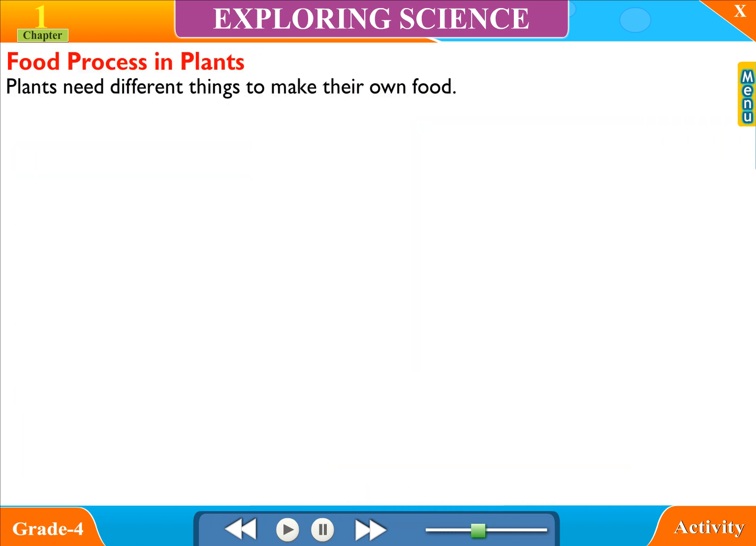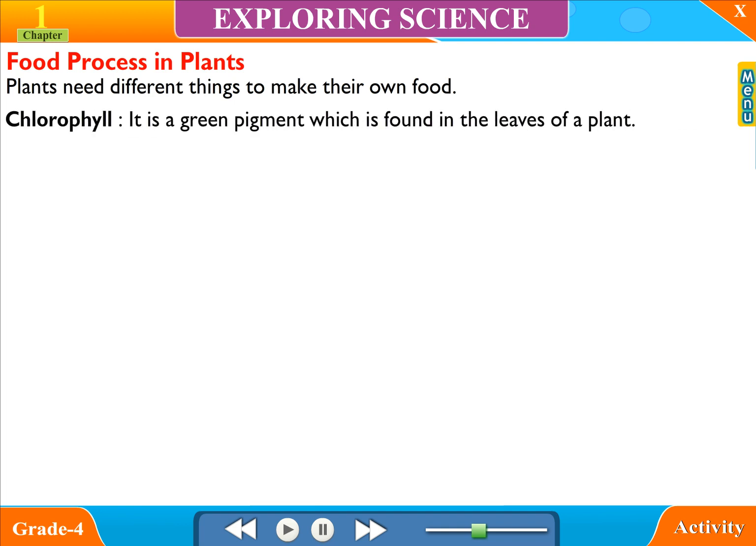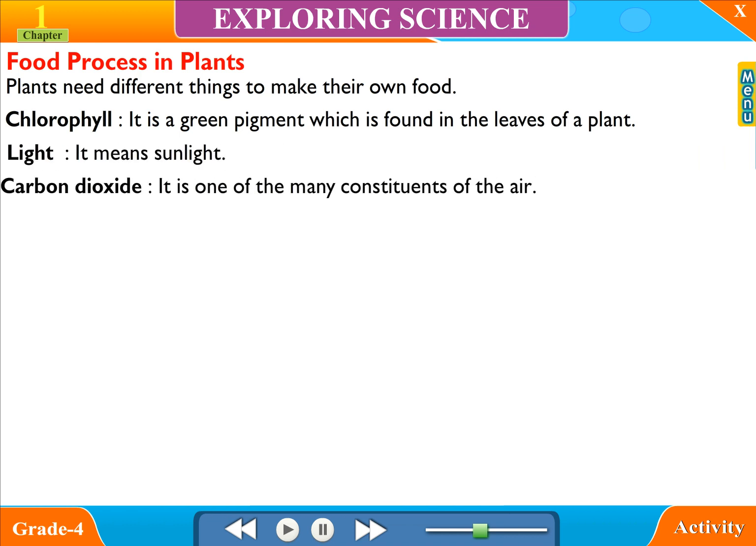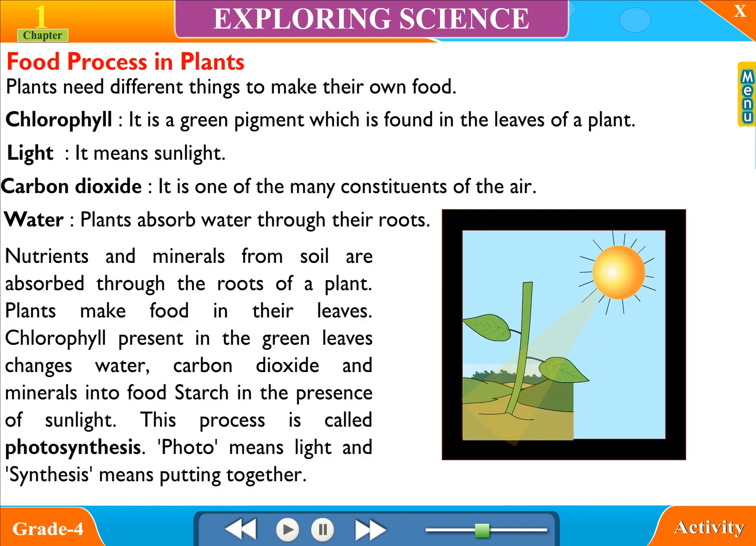Food process in plants. Plants need different things to make their own food. Chlorophyll. It is a green pigment which is found in the leaves of a plant. Light. It means sunlight. Carbon dioxide. It is one of the many constituents of the air. Water. Plants absorb water through their roots. Nutrients and minerals from soil are absorbed through the roots of a plant.